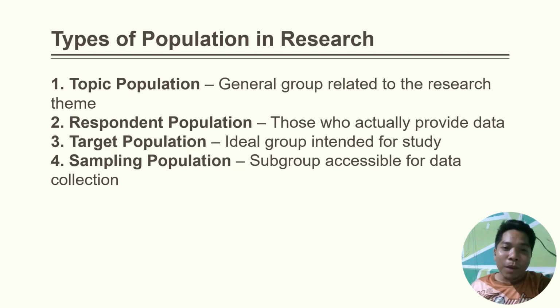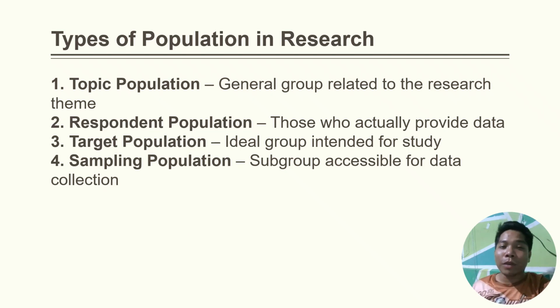Second, respondent population. These are those who can actually provide data. So this refers to those who will actually answer your surveys or participate in your studies, since not all, for example, public school teachers can answer your study. So you need to have a respondent population to get your data.